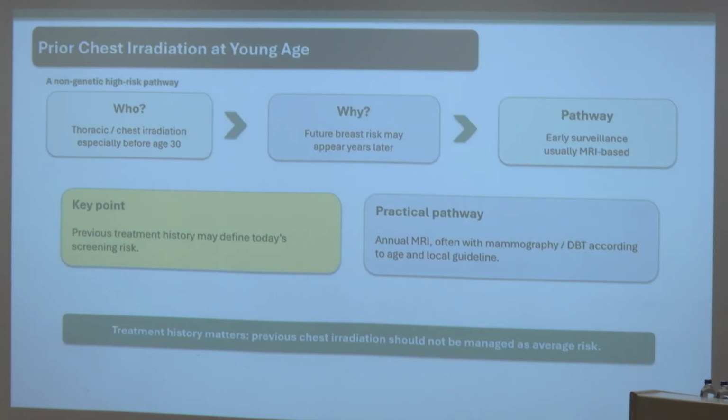Prior chest irradiation at a young age, we know who has chest irradiation, most often lymphoma. I'm finishing, this is just the conclusion. The future breast risk may appear years later, and the key point is that the previous treatment history may define today's screening risk, and the practical pathway is the annual MRI, often with mammography and DBT, according to age and local guideline.